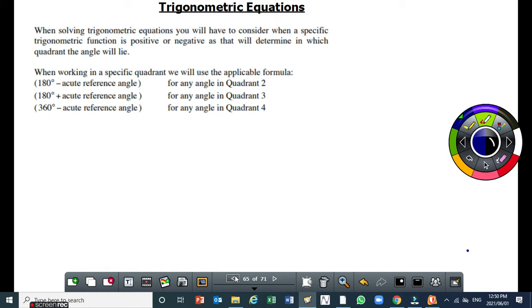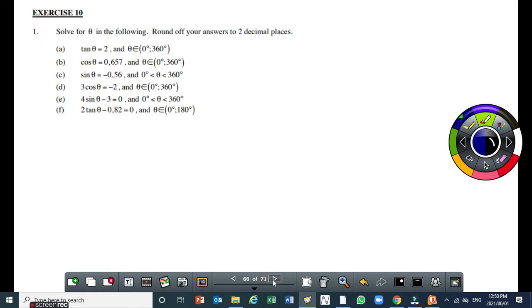Okay, so the trig equations that we did last year, when you were using your calculator, shift cos, shift sine, shift tan, those equations, your knowledge is going to be expanded now. Okay? So let me do some examples. Now this is more like grade 10, we are not into grade 11 yet. Right? So let me do the first one. So 1a, you have tan theta equal to 2. Right? The question says solve for theta in the following, round off your answers to 2 decimal places.